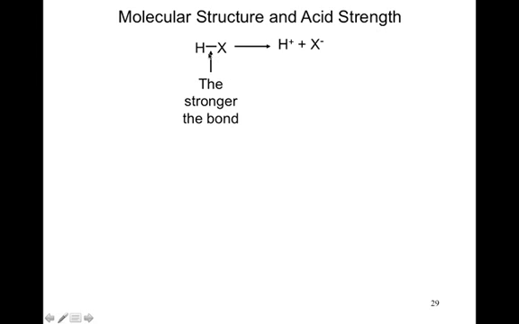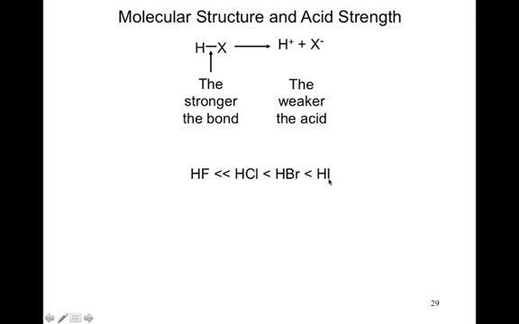Well, he's going to kind of hold on to him. It's a really strong bond. So if we have a really strong bond here, it's going to be a weak acid. We are not going to want to completely dissociate it into ions because we're holding on tightly to that hydrogen bond. And so here we can look at this, and we can kind of look at electronegativity.